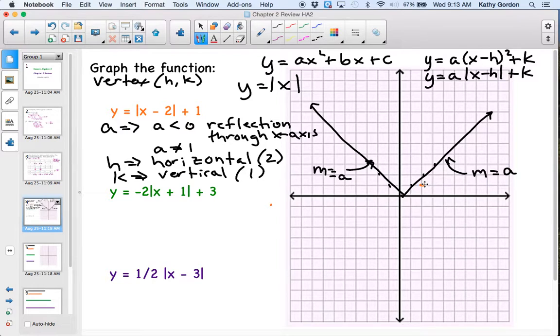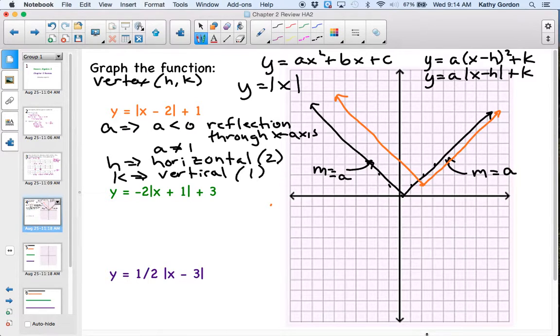So my slope doesn't change in comparison to the parent I started out with. And that means my left-hand slope is -1. So in terms of width, my V looks just like the parent did. The only thing that changed is the position of it. I slid it over 2 to the right and up 1 because of that h and that k. That's what this graph looks like. Make sense?